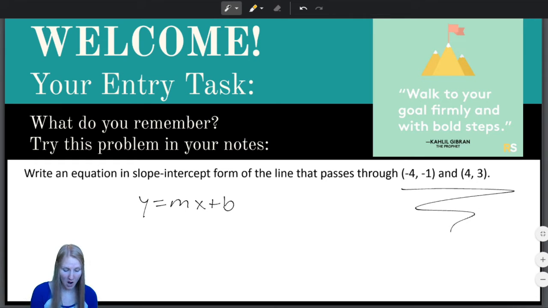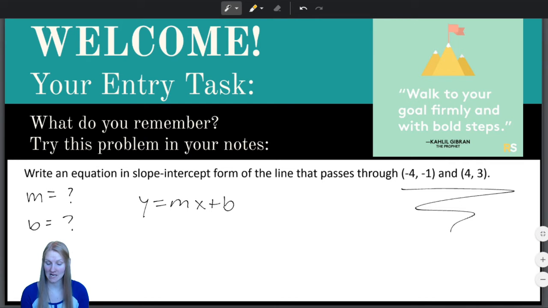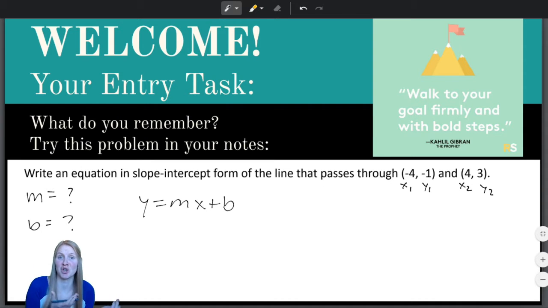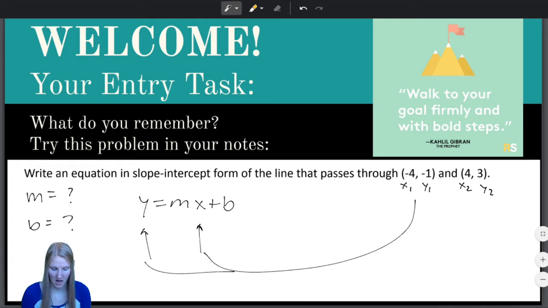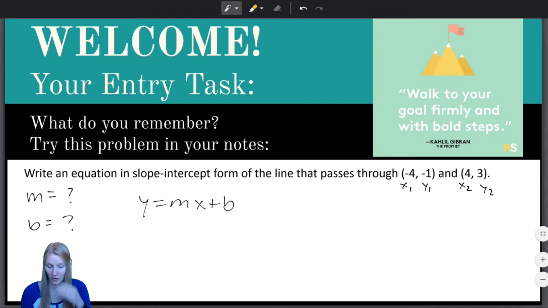Okay, you know we need to find what m is, we need to find what b is. So let's do m first, since we actually need x1, y1, x2, y2. We actually need to know m in order to find b. So if you tried to do b first and plug in one of these points for x and y, you can't solve for b because you don't know what m is yet. So we actually have to do m first.